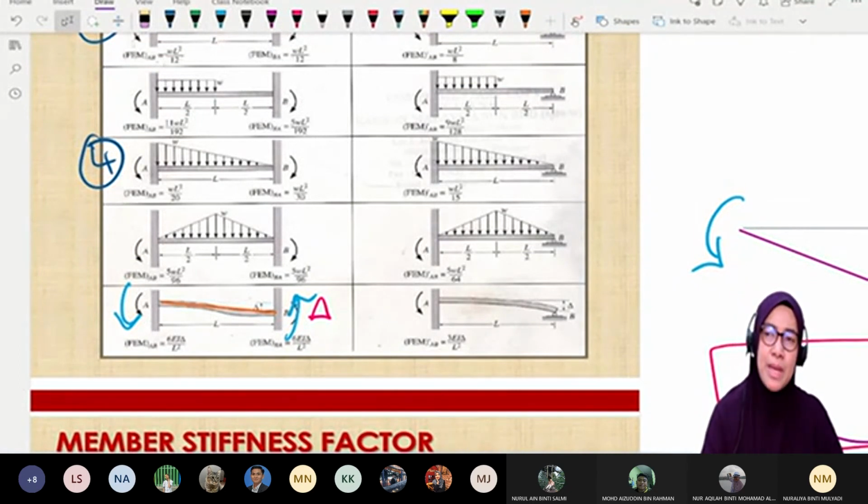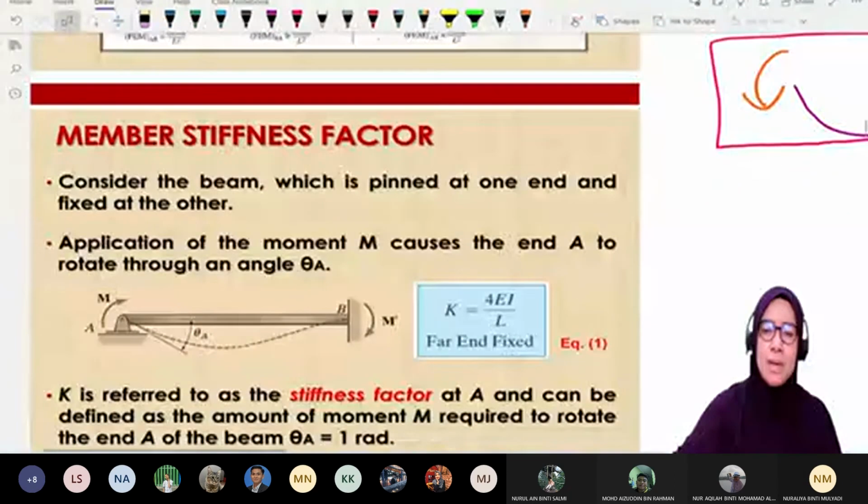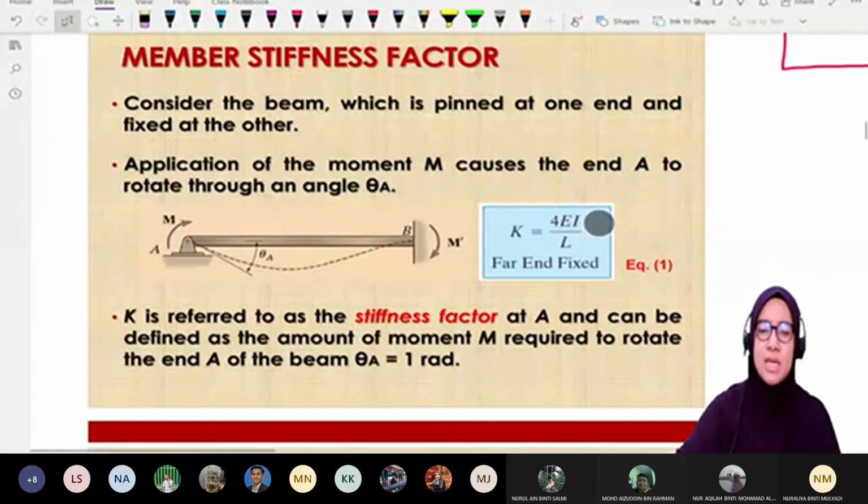So this one I will not repeat because I have explained quite in detail in the earlier video. So you can look back, I have explained why in the last formula, due to delta, the fixed end moment is different. Okay, I already explained in the earlier video. Okay, we move to member stiffness factor.